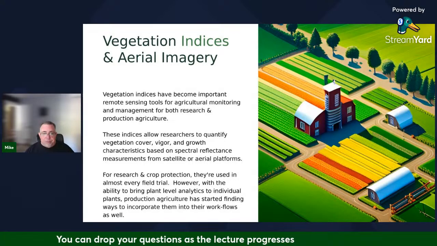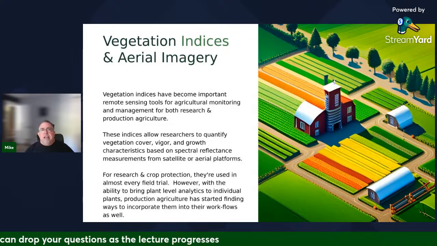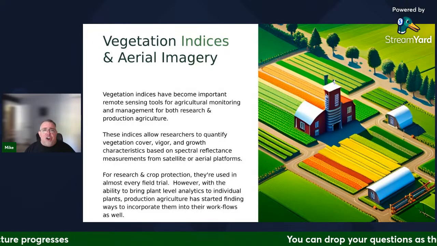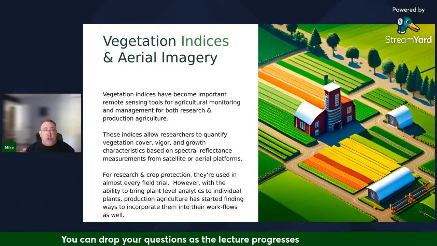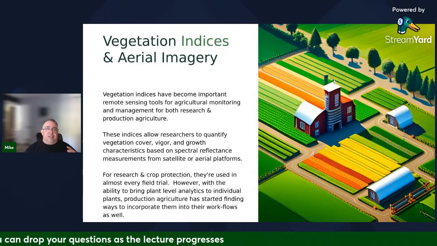One other key thing to keep in mind when we're looking at vegetation indices is not all VIs are based on plant health. A lot of VIs are based on soil health, measuring the moisture in soil and the acidity of soil.